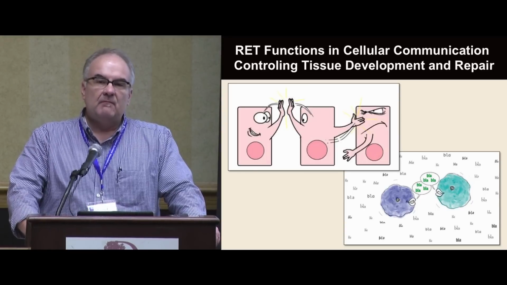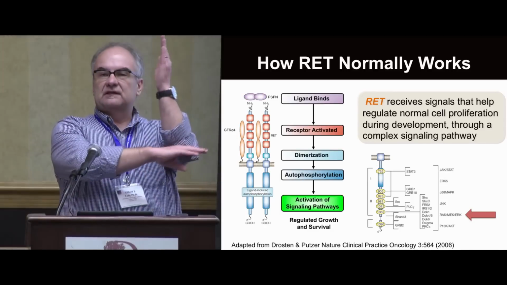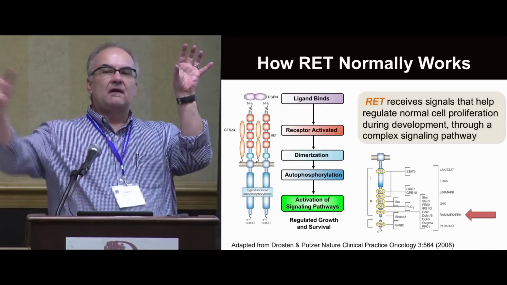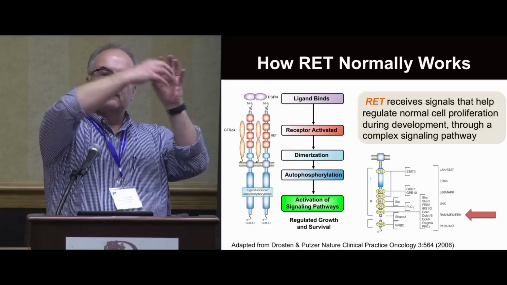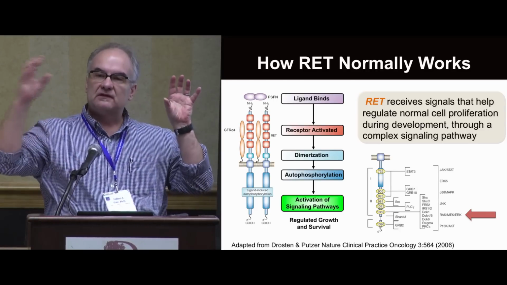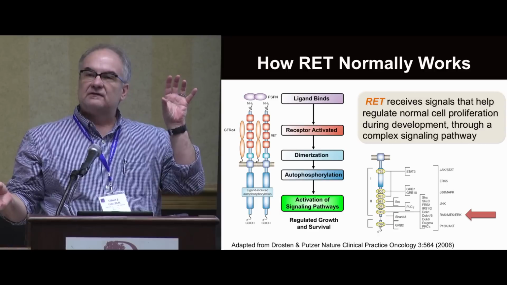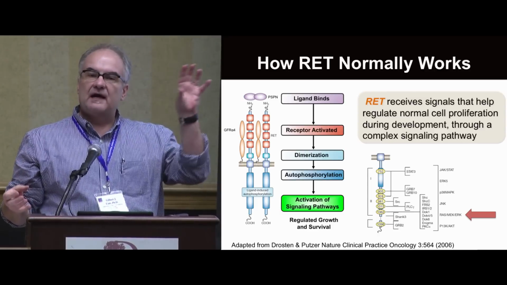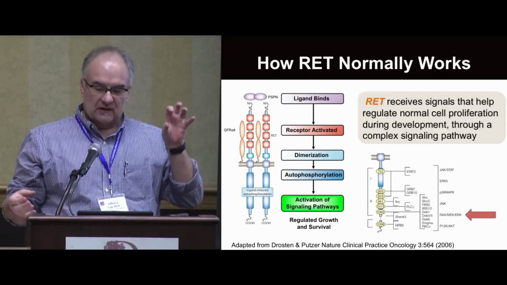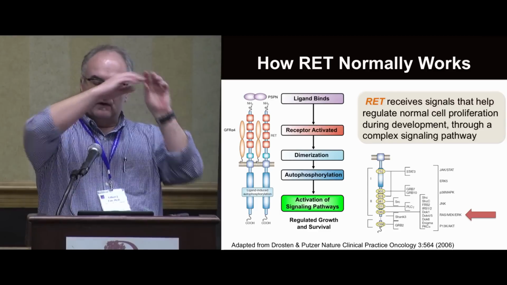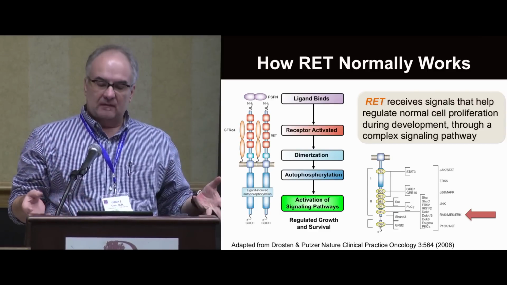RET exists in the membrane of the cell, so it is sticking outside of the cell on the outside, and a molecule will come along and it will bind to the RET. And this is a specific molecule. It's called a ligand. It is the thing that signals RET that it's time to do something. Once the molecule binds to the RET, the receptor then becomes activated.